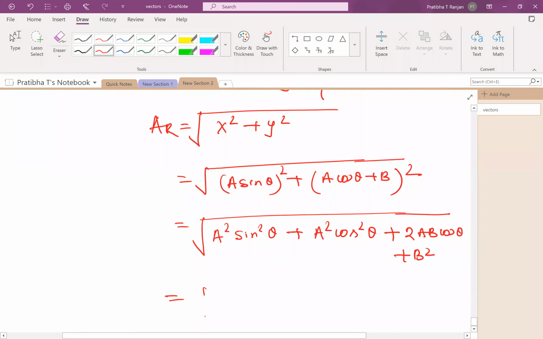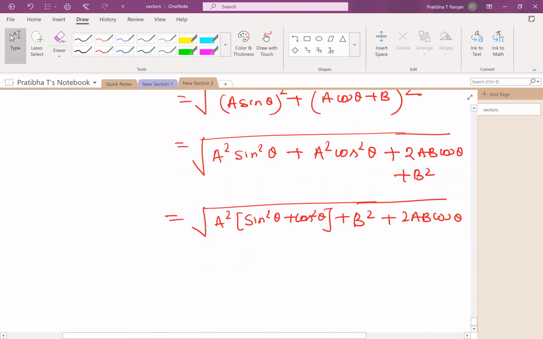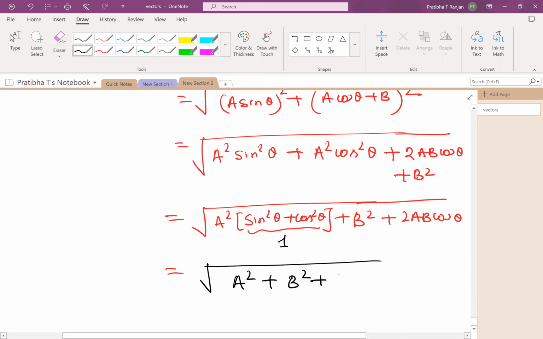Now I took a squared out, so it becomes sine squared theta plus cos squared theta, and there is a b squared, and this is your 2ab cos theta, right? You know the value of sine squared plus cos squared is one. So simply it's a squared plus b squared plus 2ab cos theta, right?